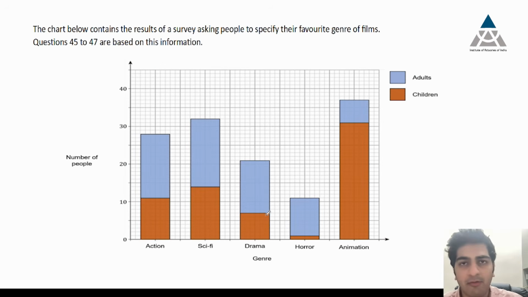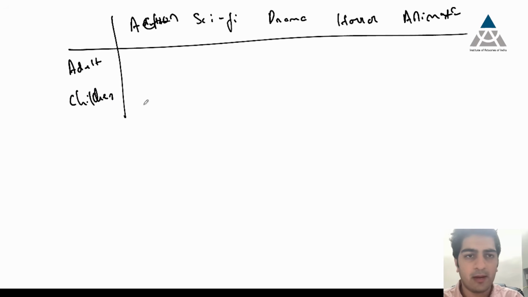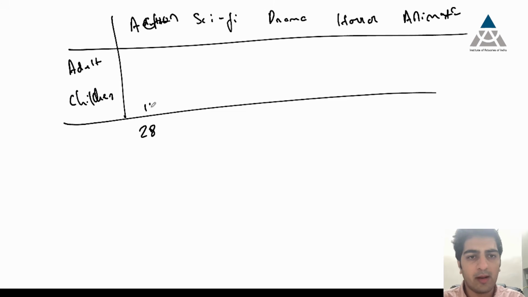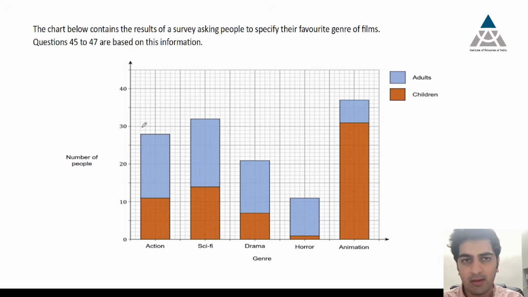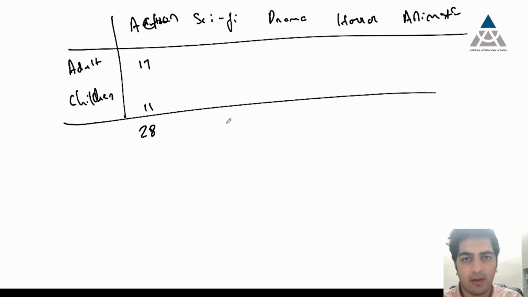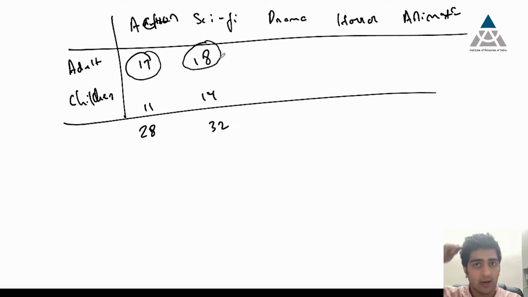So now let's try and accurately write these numbers. This time they've given us a graph kind of paper, so you should be able to exactly point out the numbers. For example, in action, children are 11 because it's 10 plus 1, and in total you have 28, which means automatically 17 adults. Sci-fi, you have 14 children and 32 total, which means 18 adults. I'll write these in a circle so you know these are the balancing figures which I've calculated.